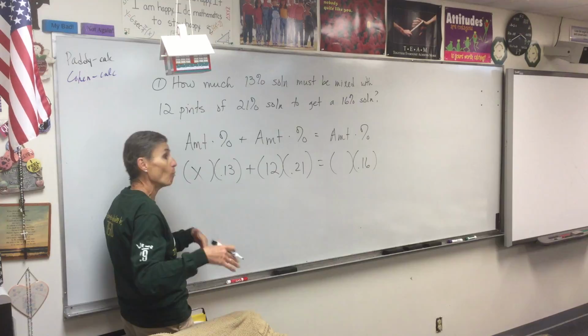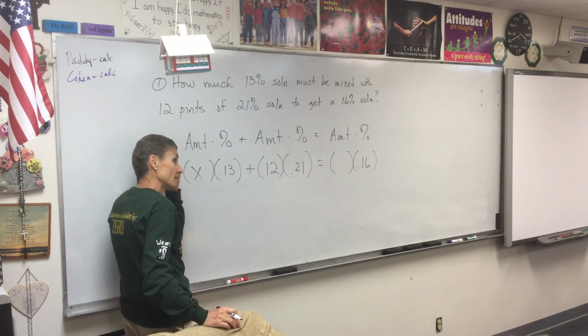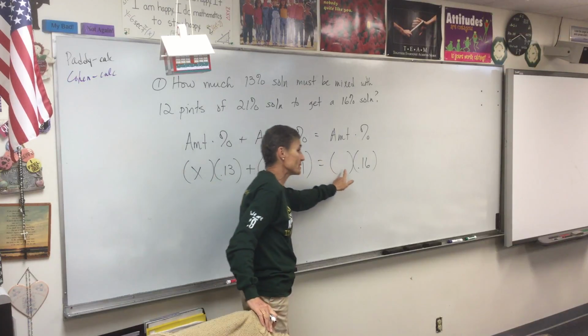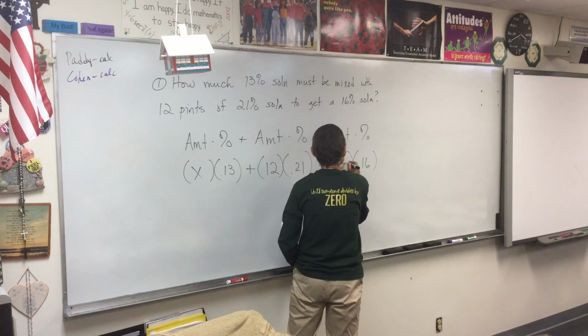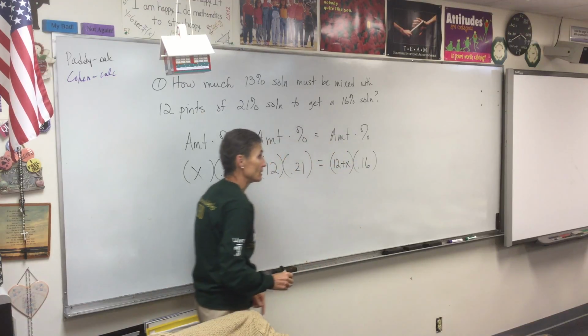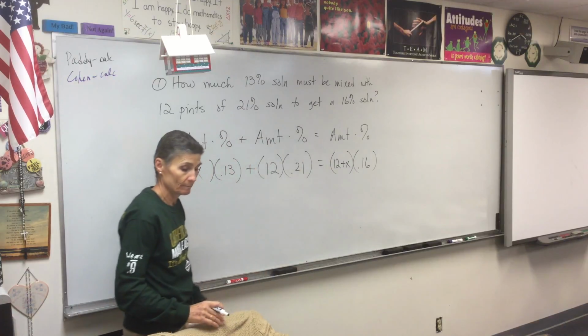This is X. How much? Now here comes the tricky one. You have to think. What's going to go in this last spot? 12 plus X. You are adding them together. That's the total amount.